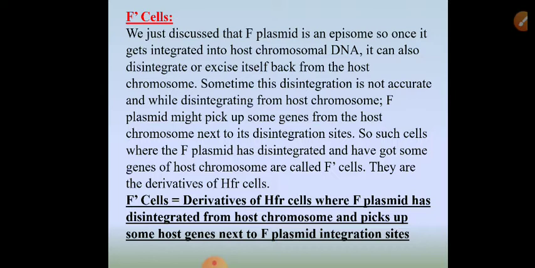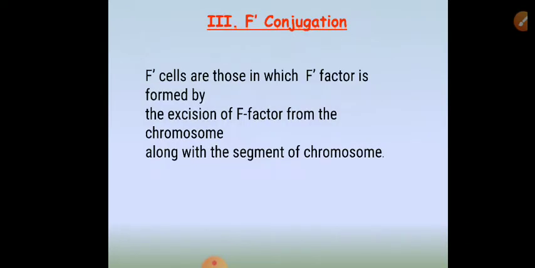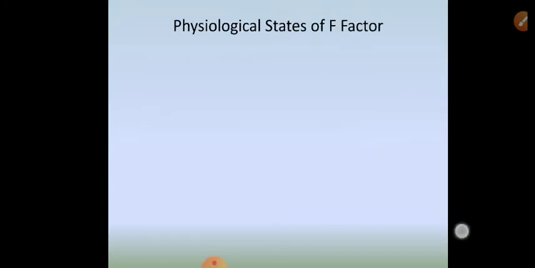So what are F prime cells? Derivatives of HFR cell, where the F plasmid has disintegrated from the host chromosome and picked up some of the genes of the chromosomal DNA. Okay. F prime cells are those in which the F prime factor is formed by excision of the F factor from the chromosome along with some segments of the chromosome.